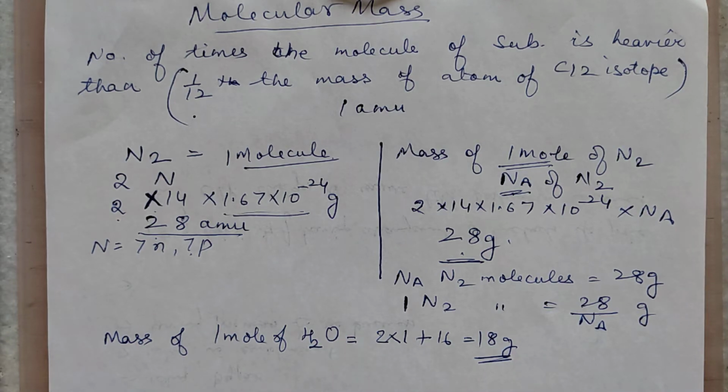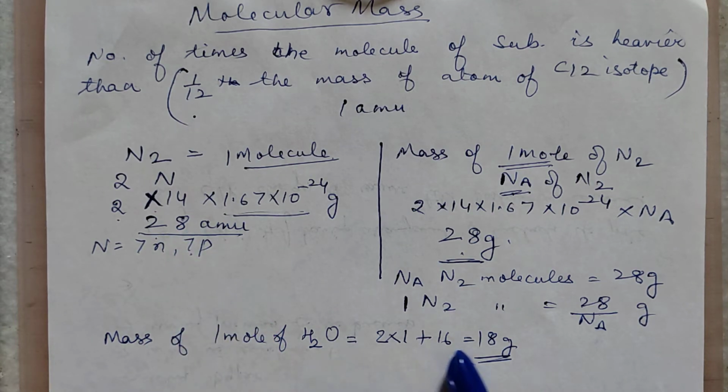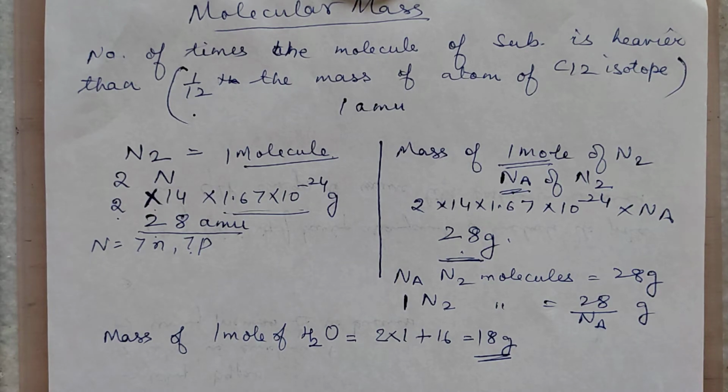I hope this concept is very clear. One molecule is 18 AMU, and 18 gram is the mass of 1 mole of water. I hope this point is clear.